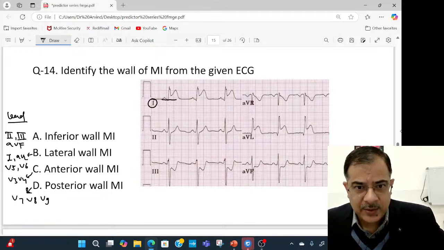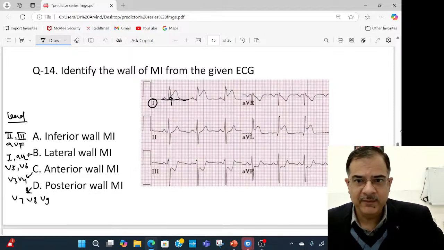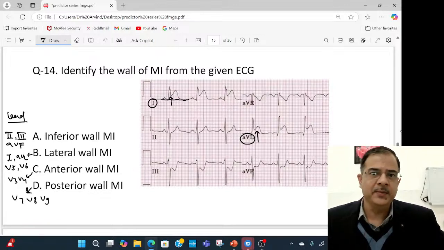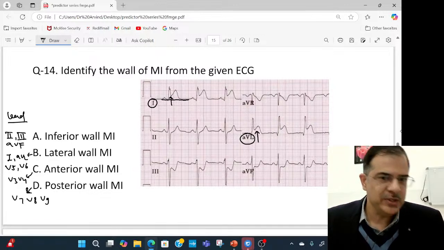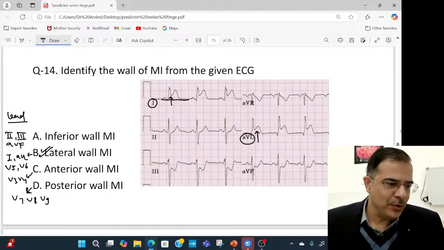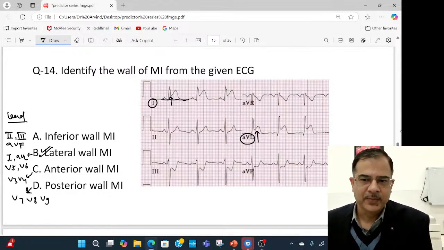This is the baseline of the ECG, and you see the ST elevation in lead 1, and then move to lead AVL. They are on the same side. So this is also showing ST elevation. So this is a lateral wall. 1 and AVL are showing the ST elevation. So this is a lateral wall MI. So this is not inferior wall. This is lateral wall MI.